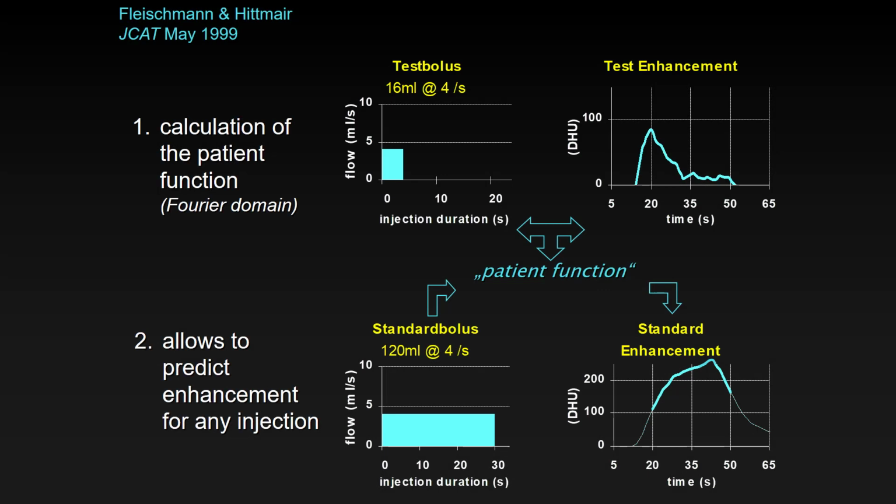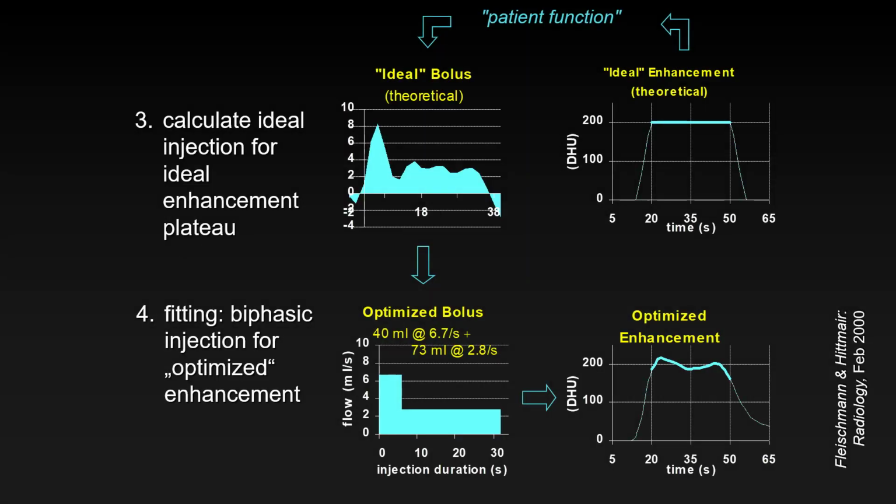So similarly, once you know what the patient function is, which you can in fact extract from this time attenuation curve, you can calculate. Not only can you predict how the enhancement will look for a given patient, but you can actually reverse the problem. You can say, okay, how much do I need to inject to get an ideal, a plateau-like enhancement? So I want an enhancement of 200 above baseline. This is what you would have to inject.